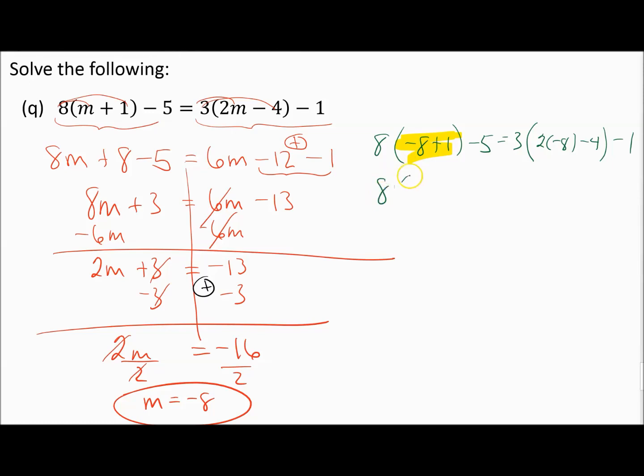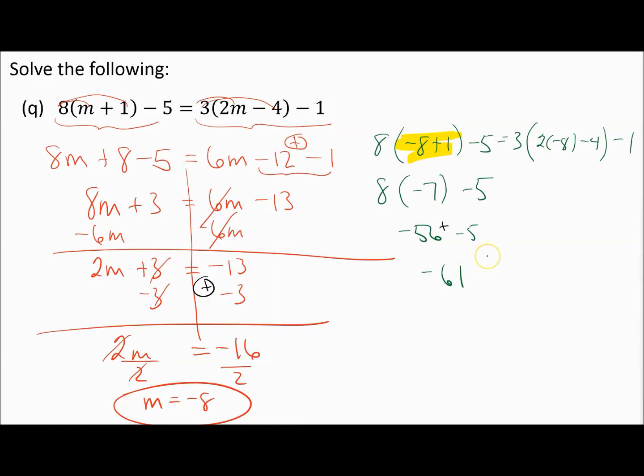So I have 8. We know negative 8 plus 1 is negative 7 minus 5. I'm going to continue with the left side and then do the right. 8 times negative 7 is negative 56 minus 5. And again, I get to use that trick one more time. Plus a negative 5, which gives me negative, what's that going to be, 61?